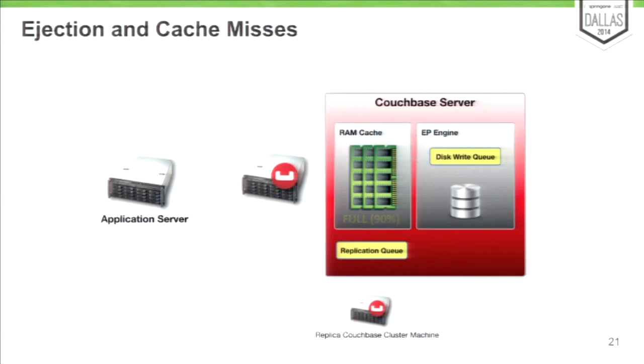Now, if we want to read a document that has been ejected from RAM, we will look at the RAM layer and see if the meta information is there. Of course, we then have to go to the disk and fetch the document. If the meta information is missing from RAM, we can return immediately saying the document is not there, and you can move on.